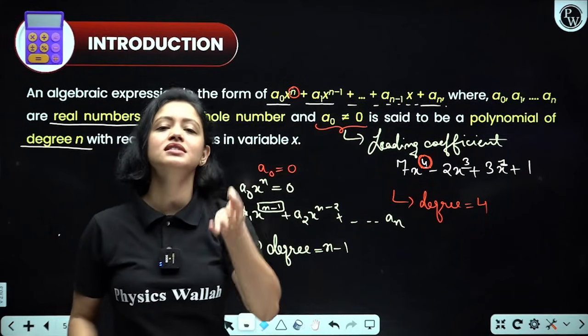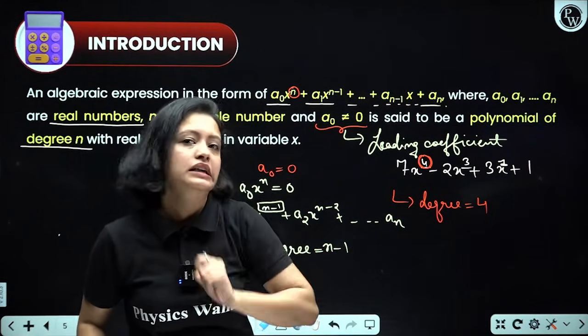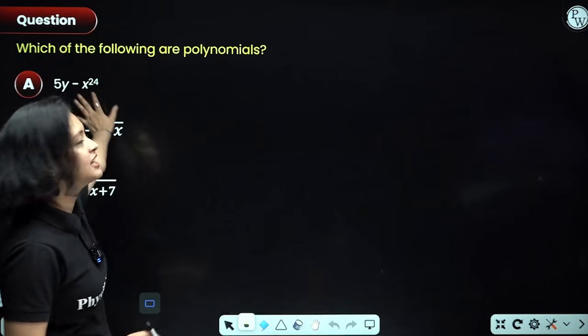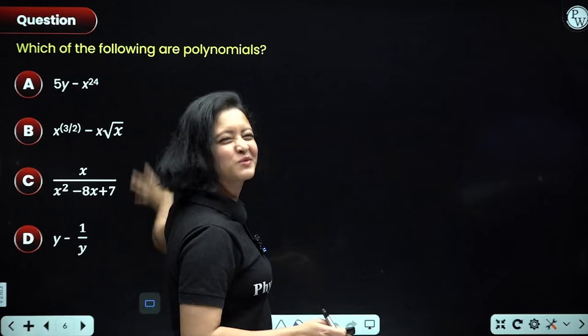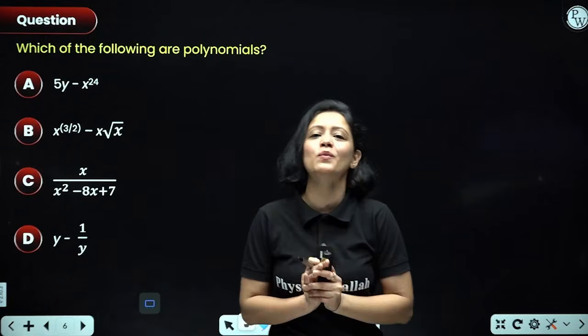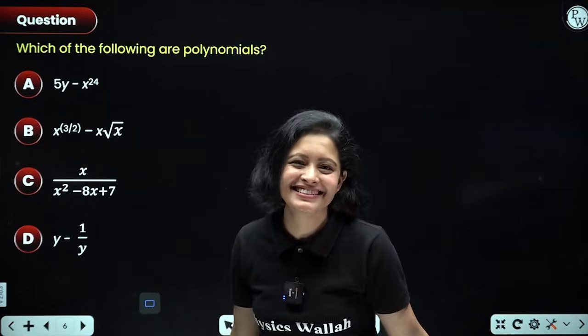Now, why is the standard form necessary? Why should you know this? We'll understand this. Okay. So let's understand this. But before that, let's talk about polynomials. Which of the following are polynomials? Okay. So I hope you people will answer in the comment box. Treat it like your rough page, everyone, and give your answers there.